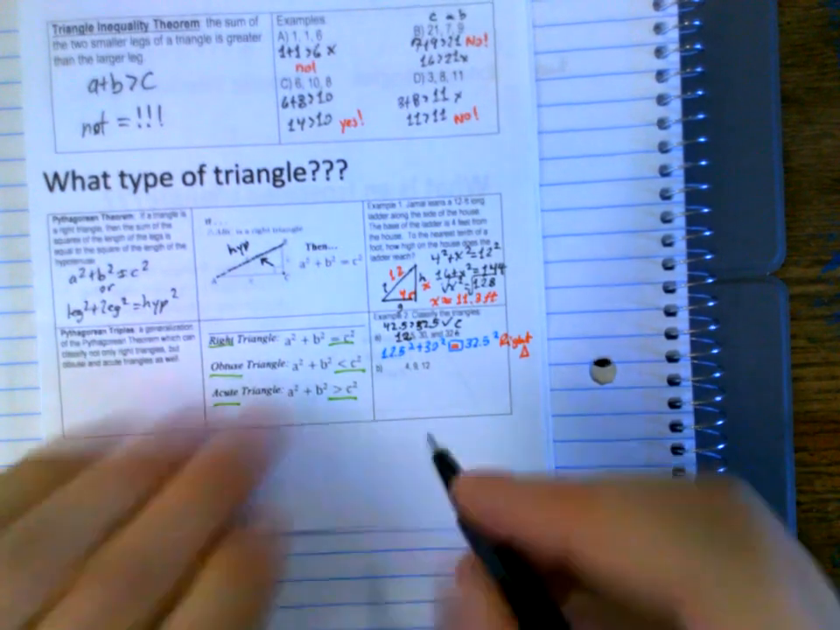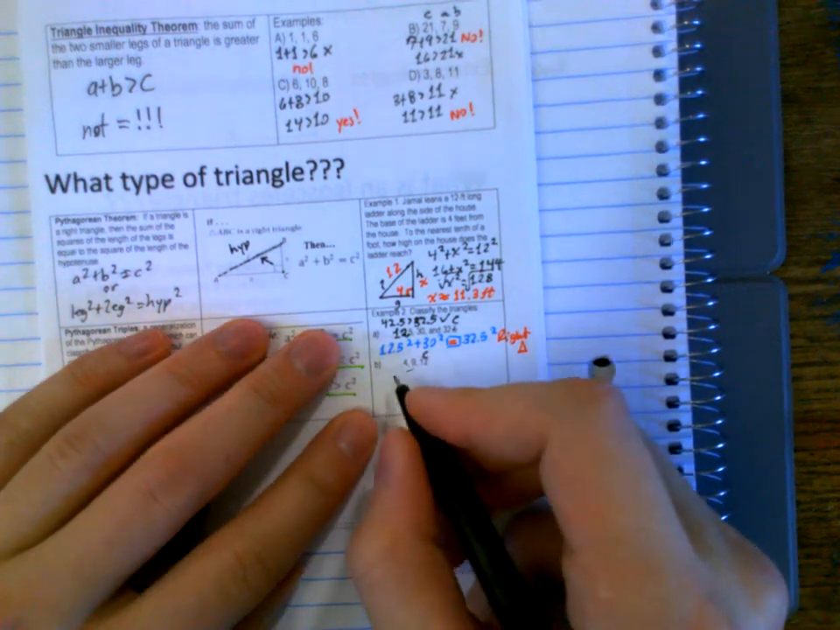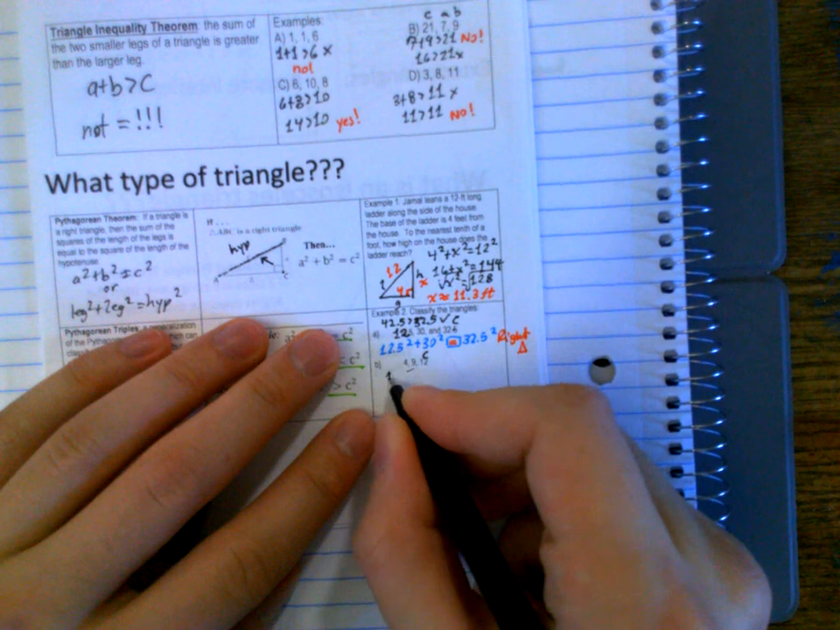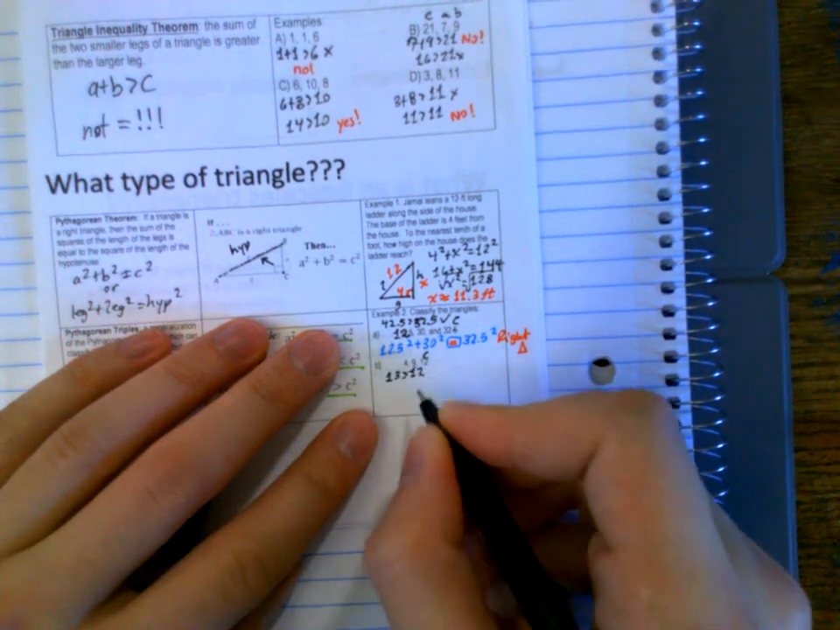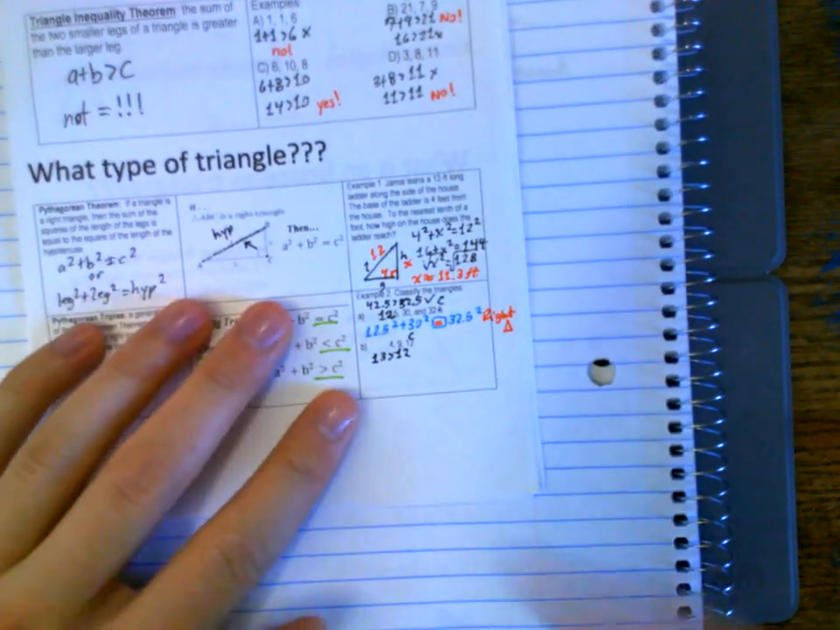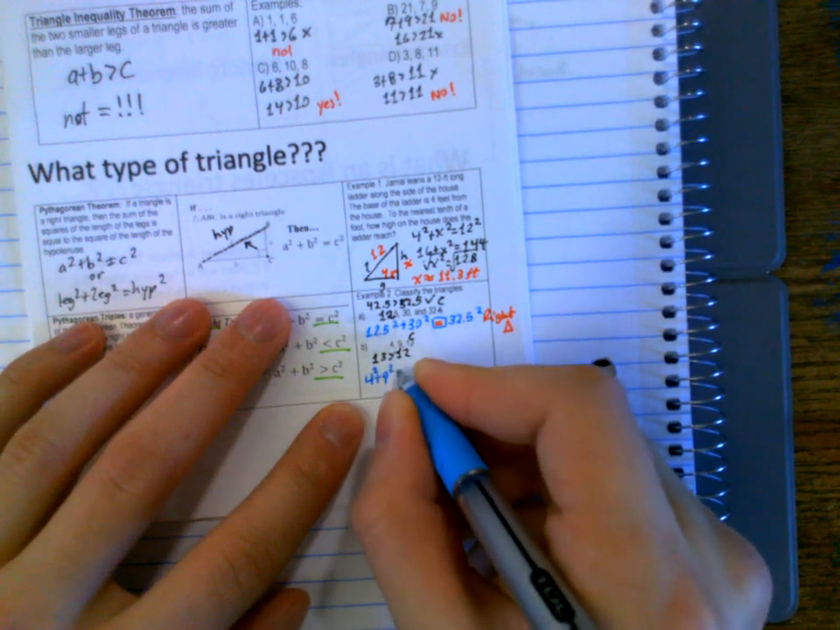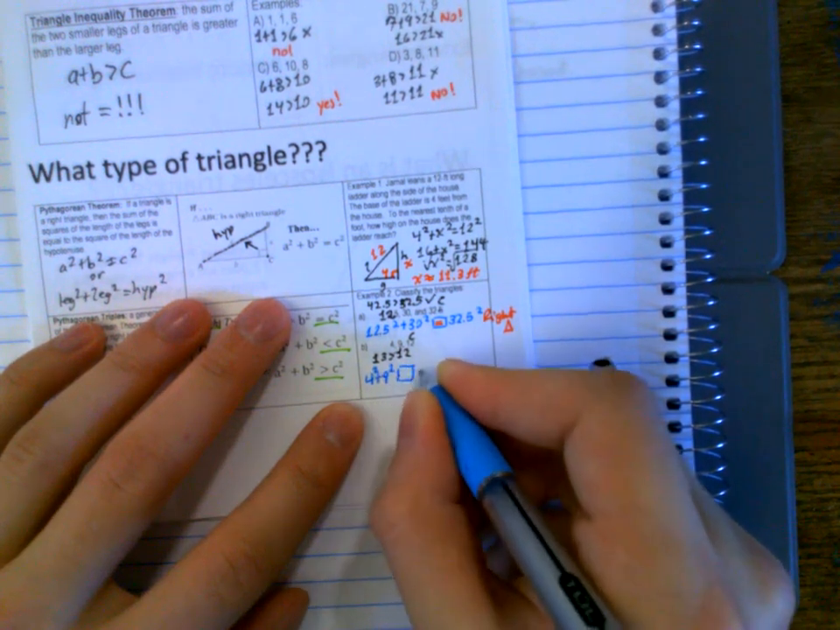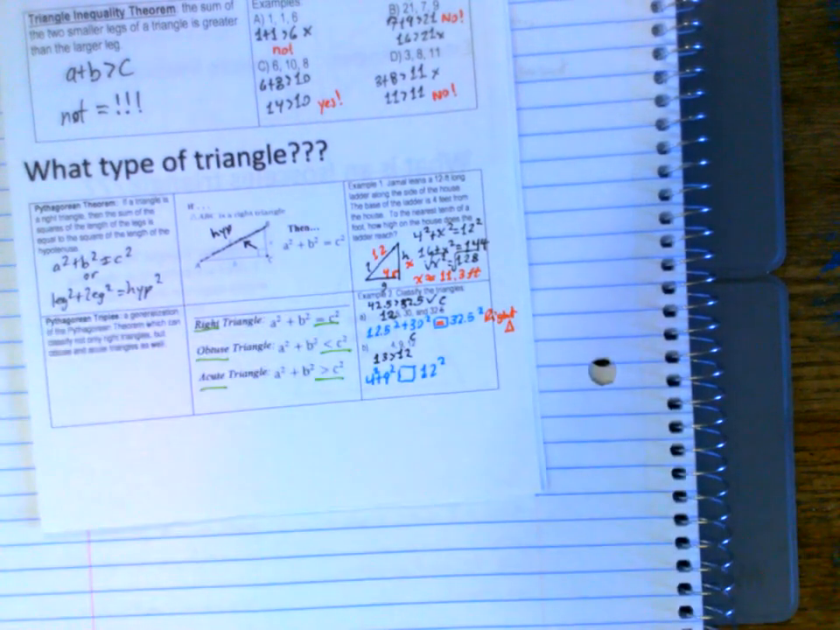Okay. The next one. We have 5, 9, and 12. 12 is C. 5 plus 9 is what? 14 is greater than 12. So if I go ahead and do my check here, I've got 5 squared plus 9 squared compared to 12 squared. What's 5 squared?